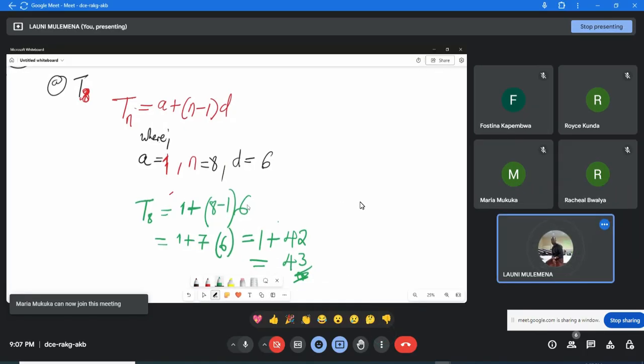So this is how we are supposed to calculate the 8th term. And let's see if there's a question for me before we go to the sum of the first 15 terms, which is question 8b. Any question for me? Oh. Yes, Madam Faustina.